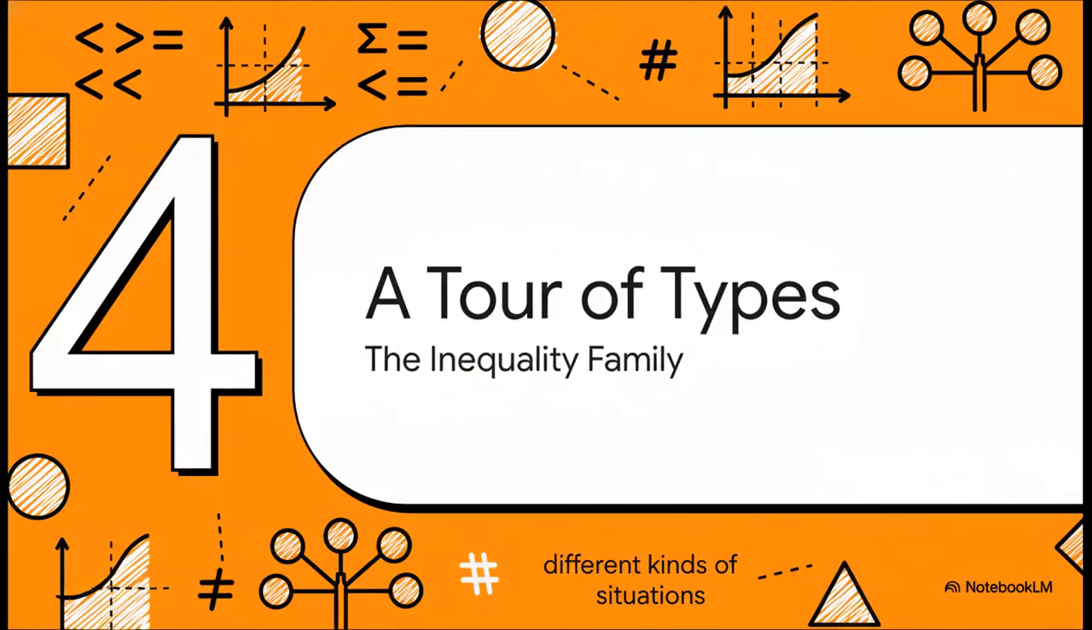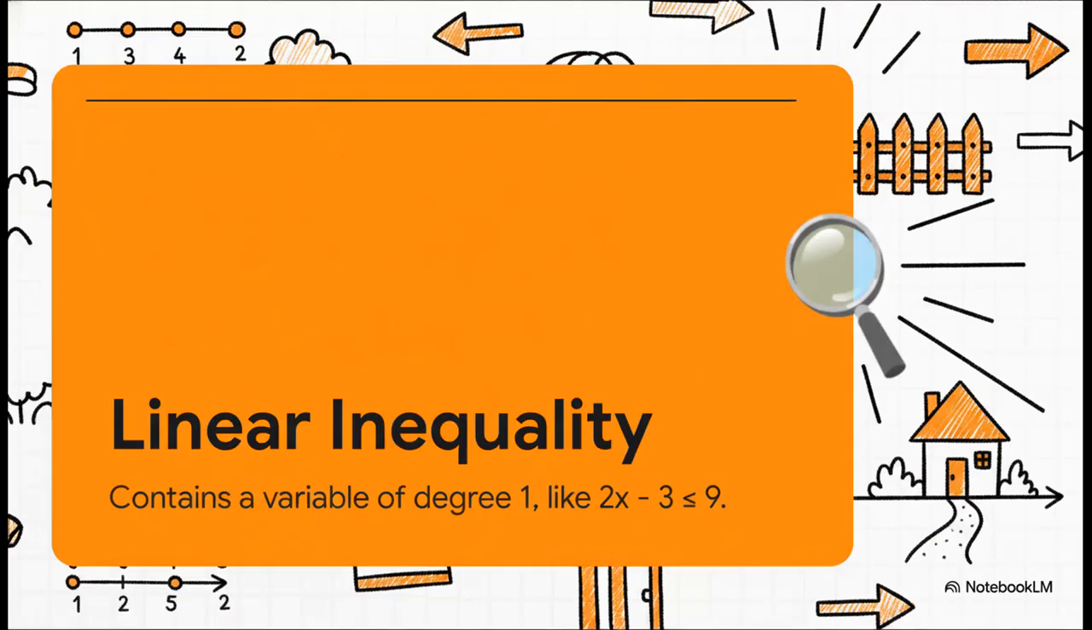All right, now just like equations come in different flavors, this language of limits has its own little family of types. Each one is designed for a slightly different kind of situation. Let's do a quick tour. First up, you've got the most common one you'll ever see, the linear inequality. The key here is that the variable, the x, doesn't have any exponents. It's just plain old x.